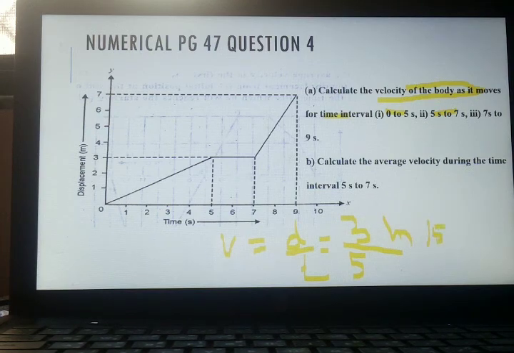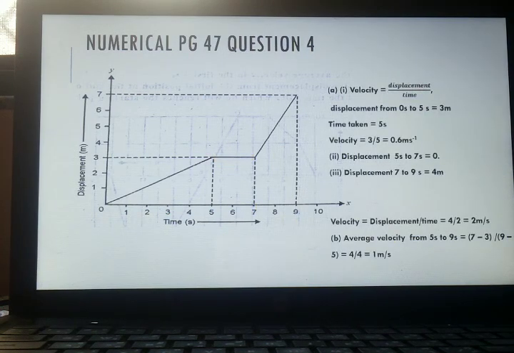Similarly, from 5 second to 7 second, you will see that there is no change in displacement. As there is no change in displacement, the displacement will be 0. In the second case, displacement will be 0. 0 upon 2 or 0 upon anything is 0 only. So over here we will be getting 0. So therefore we have got 3 upon 5, that is 0.6 meter per second. From 5 second to 7 second, it is 0. As it is 0, velocity will be taken for granted to be 0.